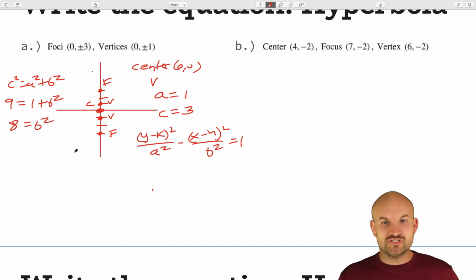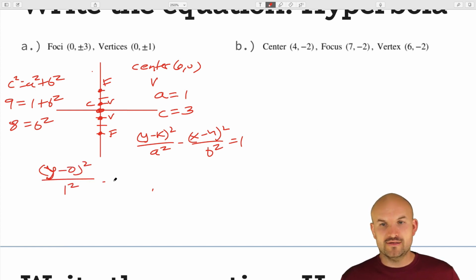So in this case, I'm going to have y minus, so this is at 0, 0, right? So I'll just write it all out and then we'll simplify it. y minus 0 squared all over 1 squared minus x minus 0 squared over 8 equals 1.